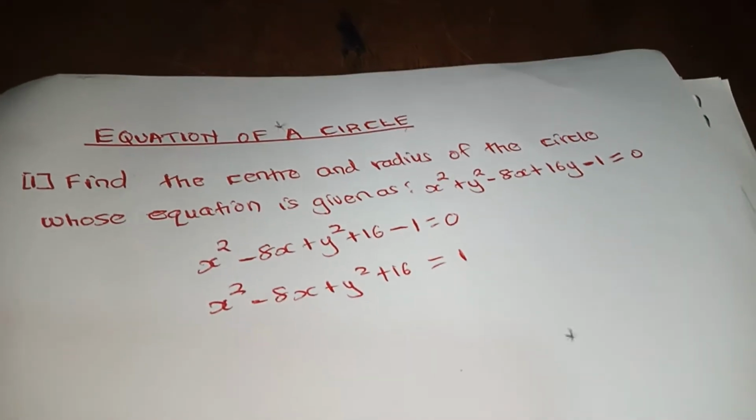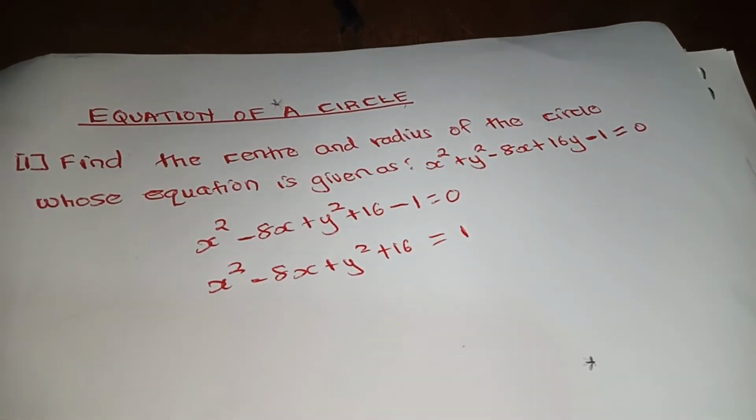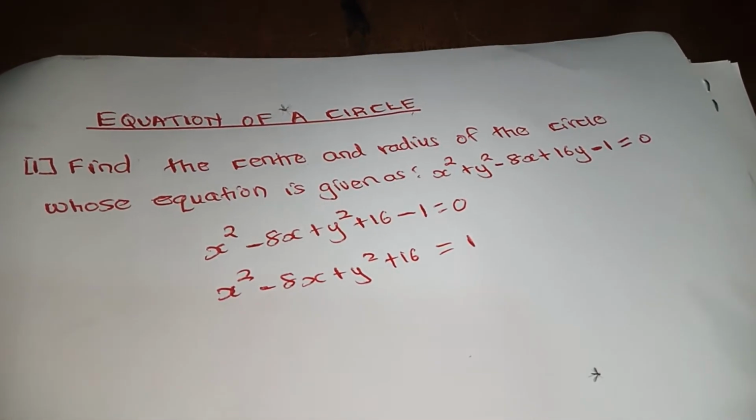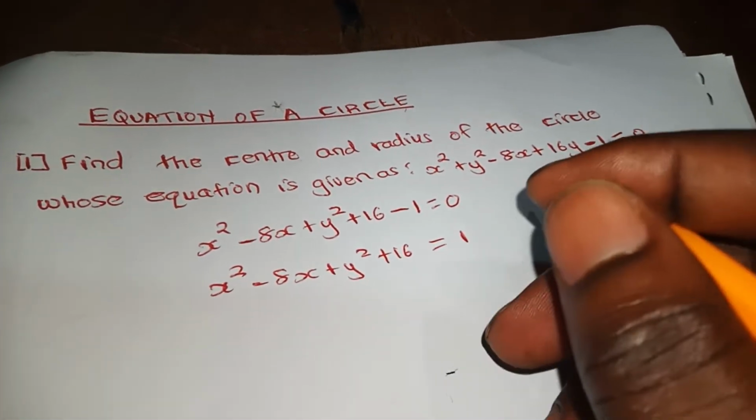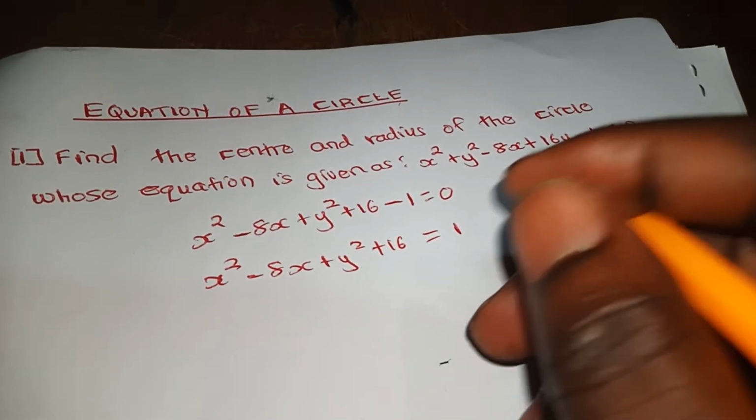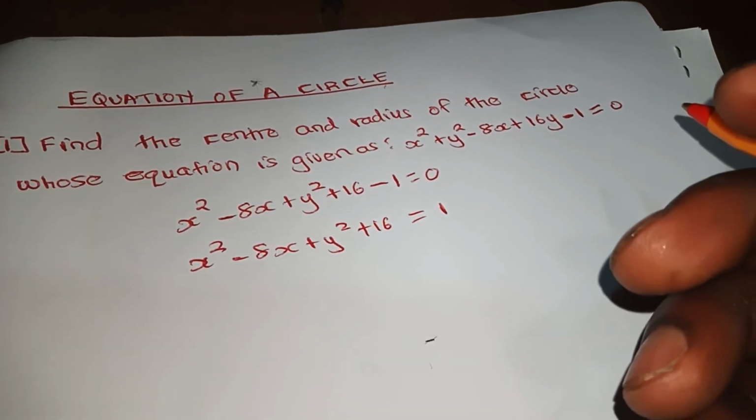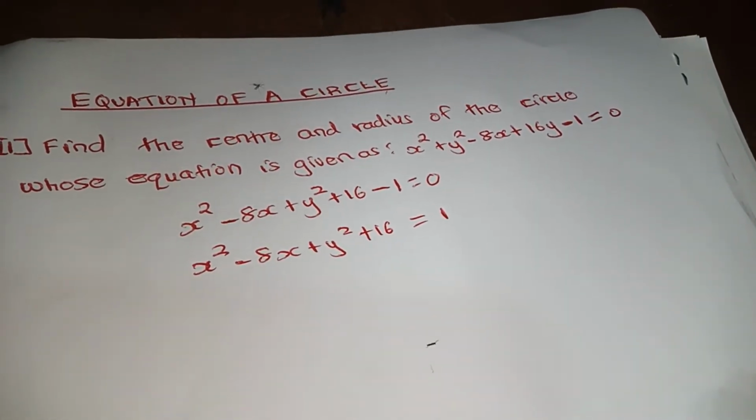You remember the completing square method? There is that formula we normally use: b over 2 enclosed in a bracket squared is equal to c. So that's basically what we are doing here.